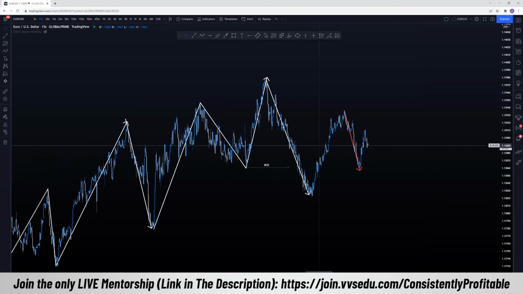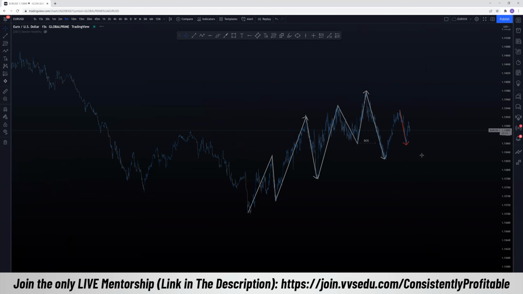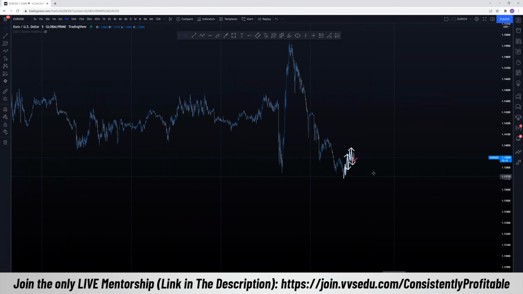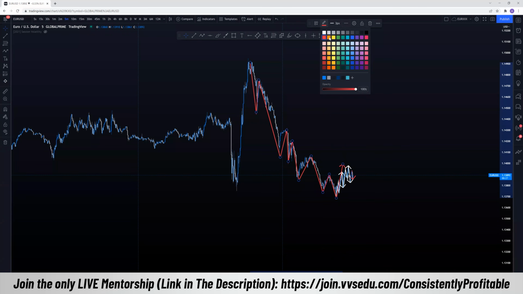So the white is bearish, the red is bearish. Let's jump into the 5-minute chart. We have another downtrend here on the 5-minute chart. Lower low, lower high, lower low, lower high, lower low, lower high, lower low, lower high, lower low, lower high, lower low, and now higher high. This is going to be the orange one.